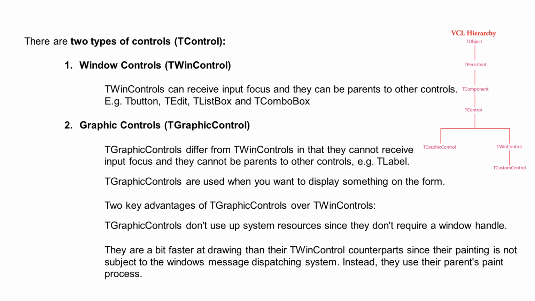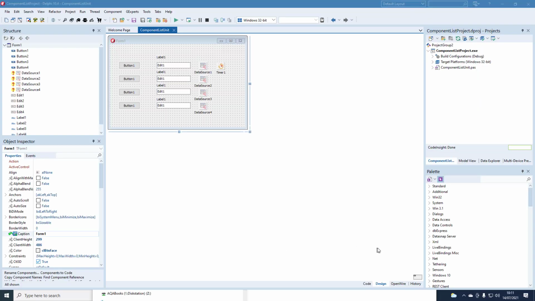The two key advantages are TGraphicControls don't use up system resources because they don't require a Windows handle, and they're a bit faster to redraw because they use the parent's redraw mechanism.